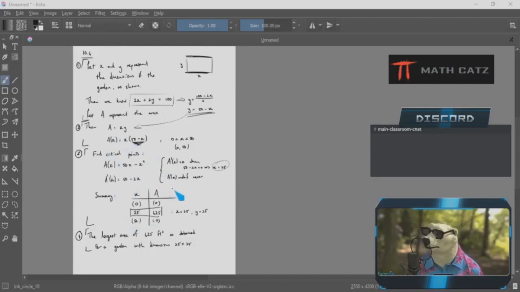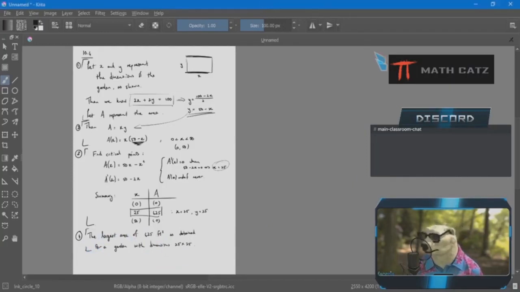In this case, we're looking for the largest area. Where that occurs is going to be a critical point. Considering the endpoints, make our table, pick the best one. So it's quite straightforward. And then just wrap things up with a concluding sentence. Nothing that should be overwhelming in terms of the steps you have to go through.